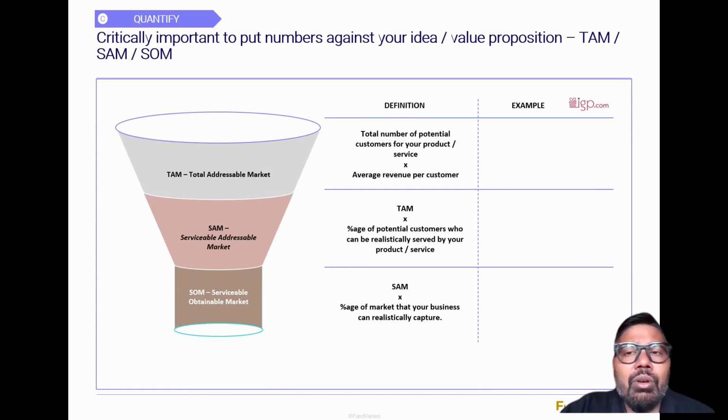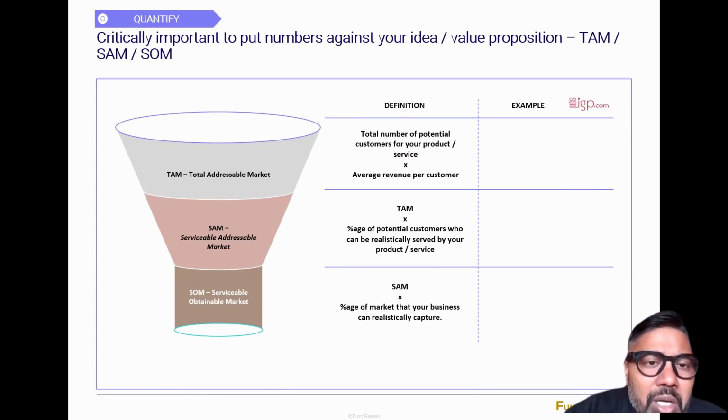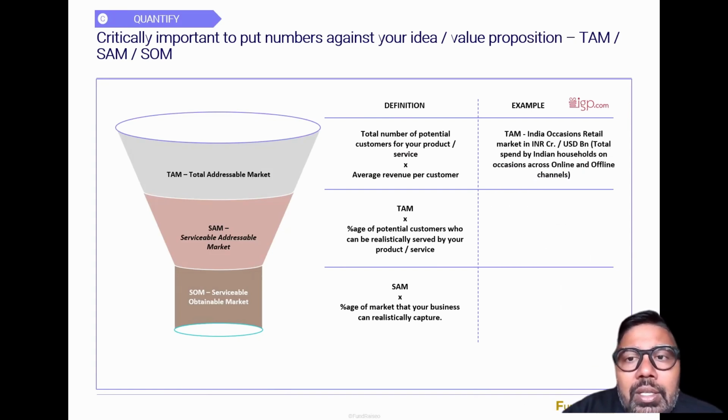About a couple of years back, we worked for IGP. You might have heard about this gifting platform that exists. Very popular, one of the largest in the country today. And so we had to size the market for them. So in terms of the total addressable market, what is IGP selling? IGP is selling gifts for certain occasions. Occasions could be festivals, birthdays, weddings, and so on and so forth.